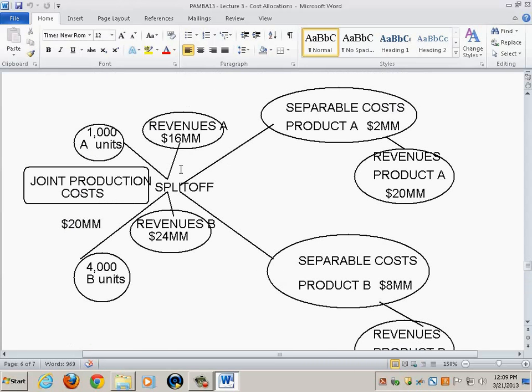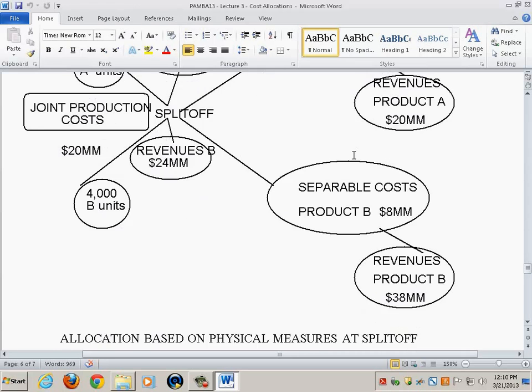At split off, we reason as follows. If we take the units into completion and we sell them as finished products, what will be the net realizable value? Well, the net realizable value is defined as the revenues that will generate minus the added separable costs. So for A, the net realizable value will be the estimated 20 million generated in revenues minus the 2 million extra separable costs. So the net realizable value for A will be 20 minus 2, or 18 million.